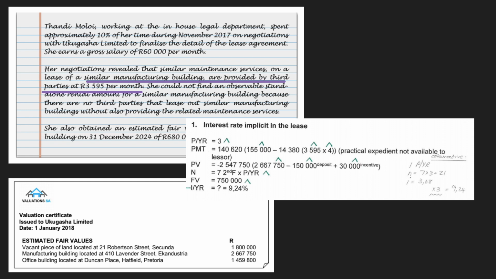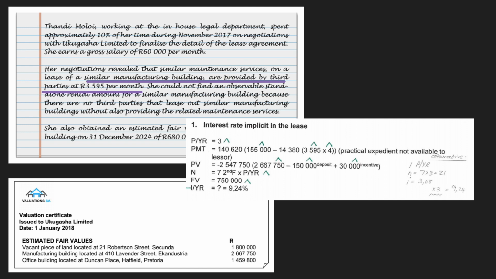And we know that the practical expedient is not available to the lessor. It is only available to the lessee. That is something that many students miss, and therefore in the calculation of the interest rate implicit in the lease, they used a payment of 155,000 Rand, and they did not take out the standalone price relating to the maintenance services. All right, so please just remember that the practical expedient is not available to the lessor.